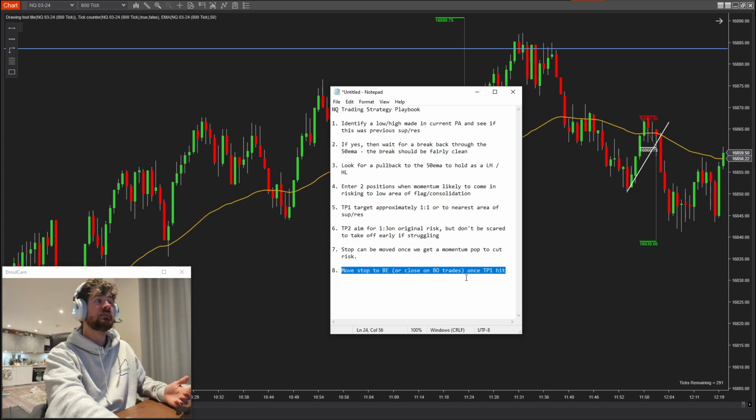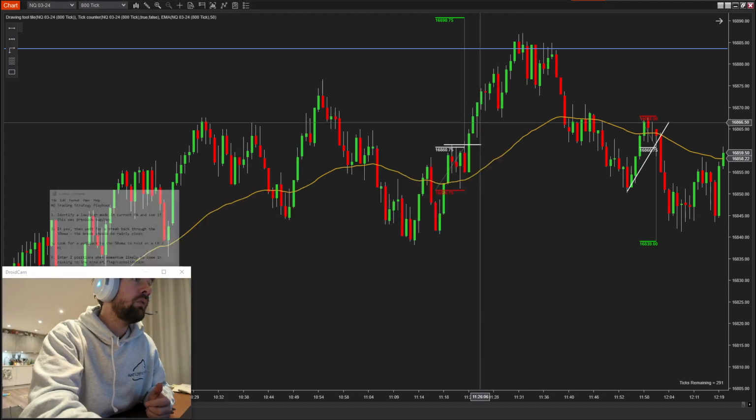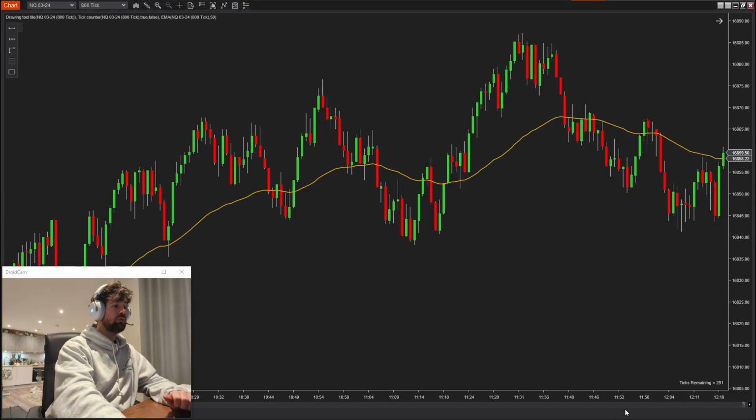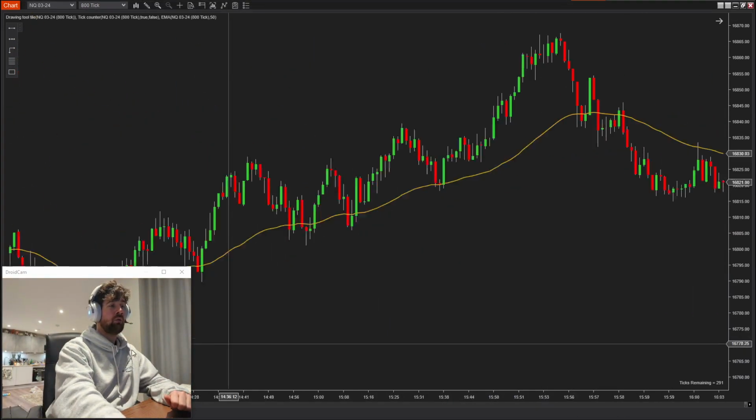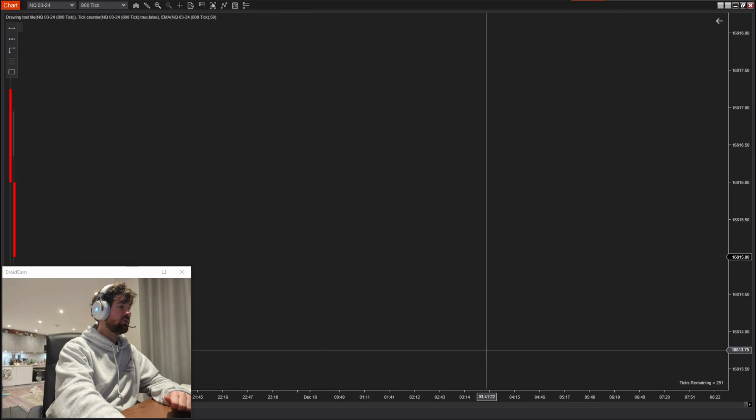And yeah, so that is my playbook. Now, I've gone through a few examples there anyway, but what I will do really quickly is I will draw out what it looks like, just so there's no real confusion whatsoever.